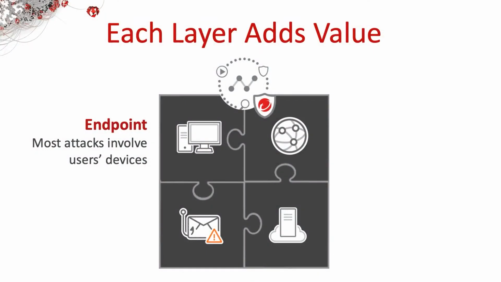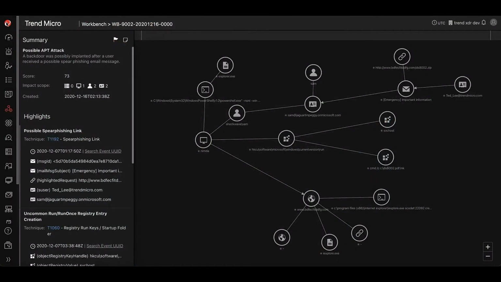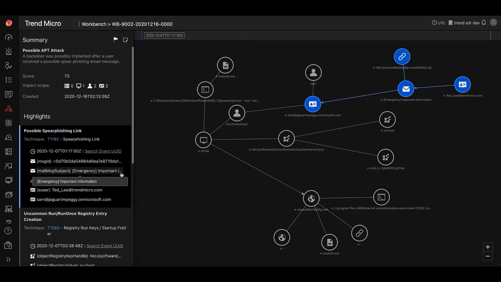But let's go back and add some more layers now. Let's add email, the network, the cloud workload visibility. And suddenly now the picture actually becomes complete. We see the possible spear phishing link that came in at the start. We can see the subject line for it. We can see who all received it.